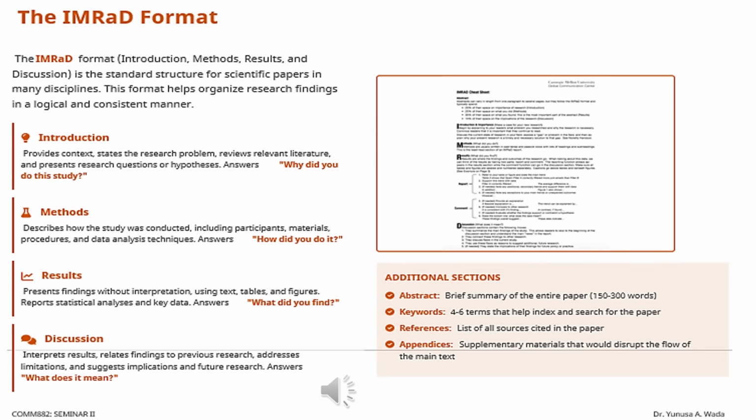Then second, you have the methods, and here the paper details the experimental design and the procedures. It also explains how the study was conducted, providing enough information for other researchers to replicate the experiment. Then we also have third, the results section. And the results section presents the data and findings of the research without interpretation.